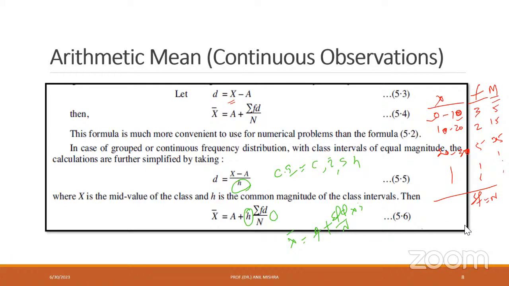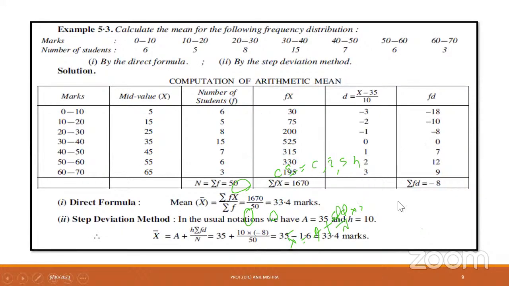Now, moving to the next page. Just a minute, I'll be erasing this. So here it is given to you: calculate the mean of the following distribution. Data is given to you with marks 0, 10, 10, 20, 20, 30, and so on. And the frequency, that is the number of students, is given as 6, 5, 8, 15, 7, 6, and 3.